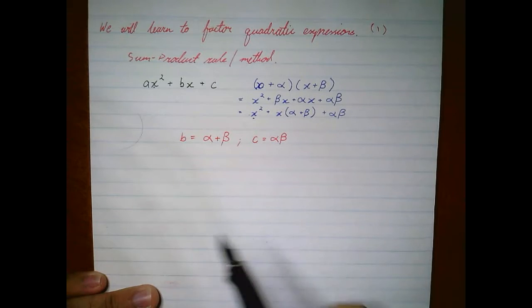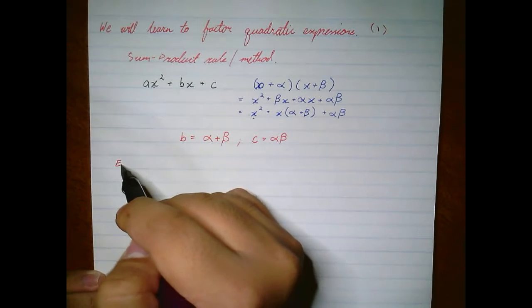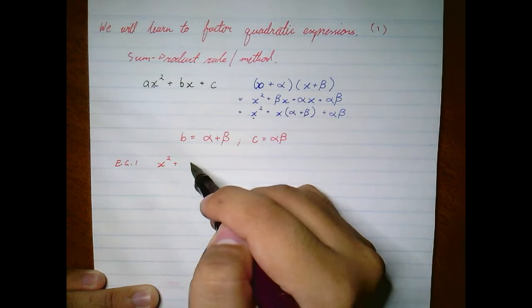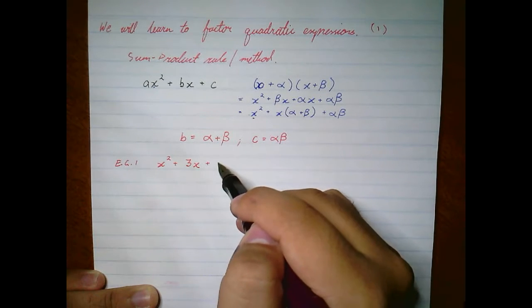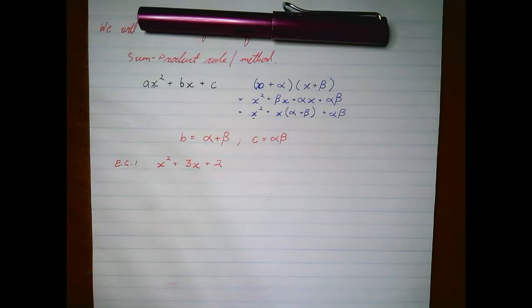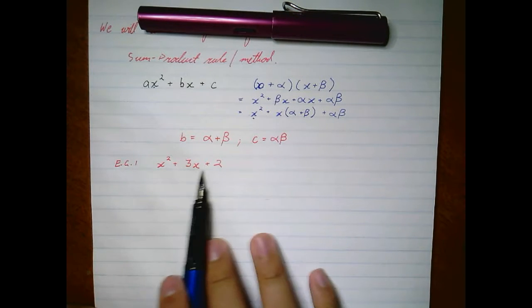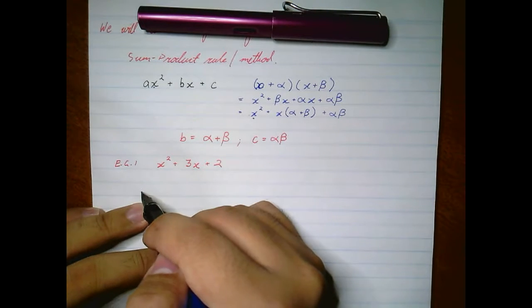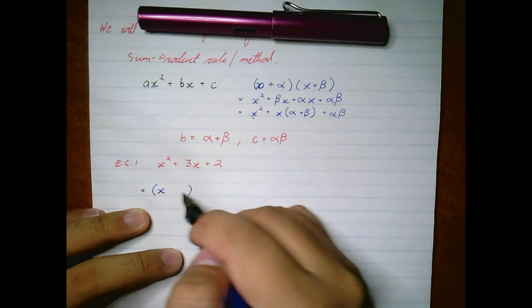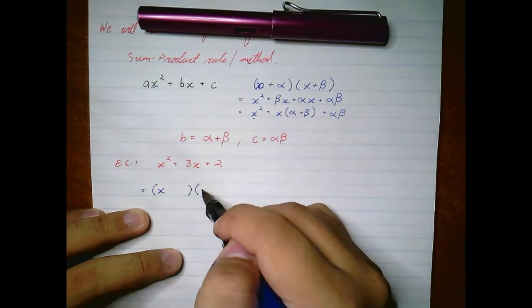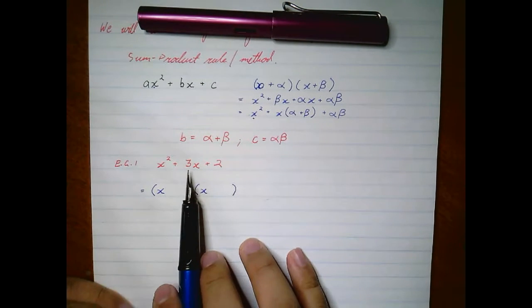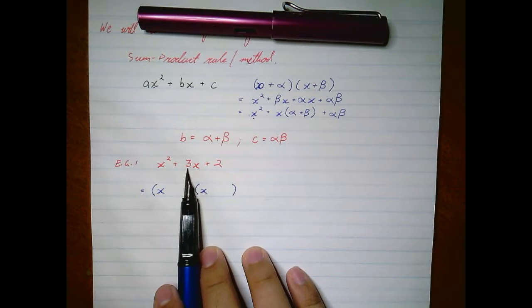Here's the first example I'll give. Take for example, example 1. We have x squared plus 3x plus 2. So we'll use this idea to factor this. We know that this expression will factorize into x in a bracket, and you need a number here, and another x and another number. So ask yourself, what 2 numbers add to 3 and multiply to 2?